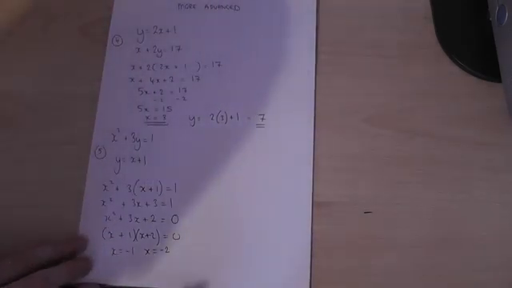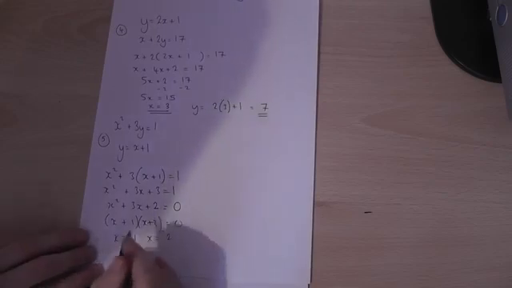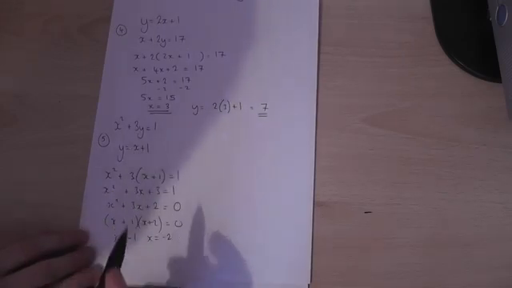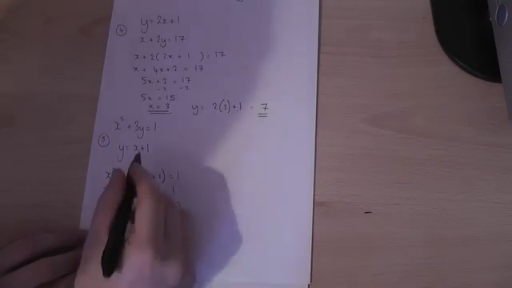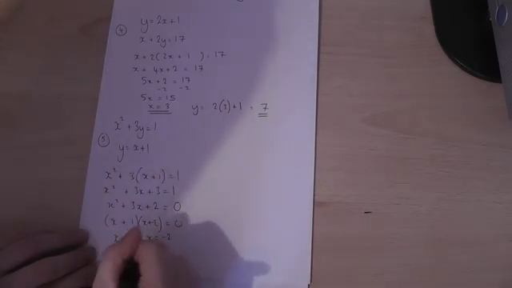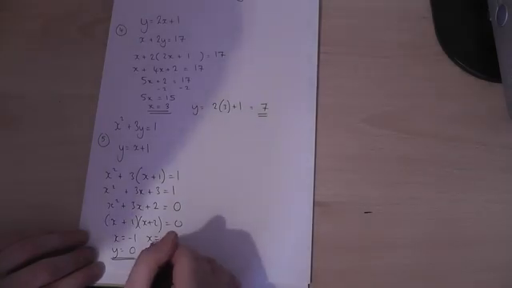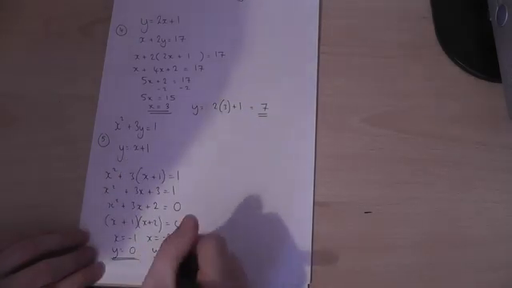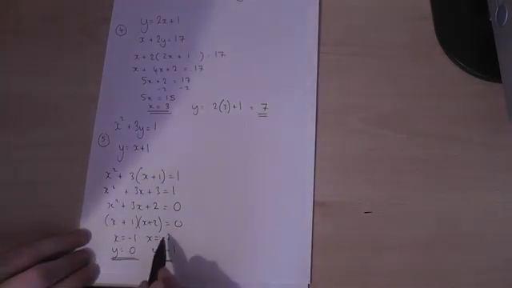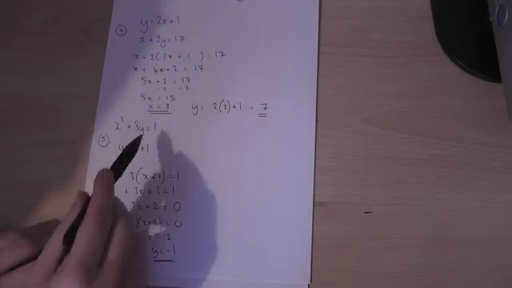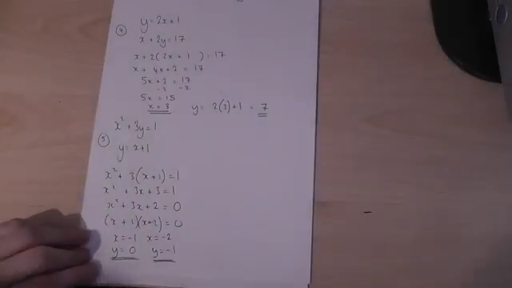And then, to finish off, y equals x plus 1, so when x is minus 1, y equals minus 1 plus 1, which equals 0, or if x equals minus 2, y equals minus 2 plus 1, which equals minus 1. And these are the two pairs of solutions to this pair of simultaneous equations.